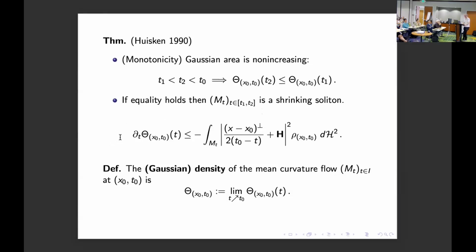This is based on a calculation that shows the time derivative of the Gaussian area is less than or equal to this integral formula. So it has a sign, since we're integrating against this kernel, which is positive. If this quantity vanishes, then the integrand vanishes, which tells you that you have a shrinking soliton. This implies in particular that you have a well-defined density. If you fix the point in space-time, then this has a limit as t approaches t0, which is the density of the mean curvature flow at that point in space-time.